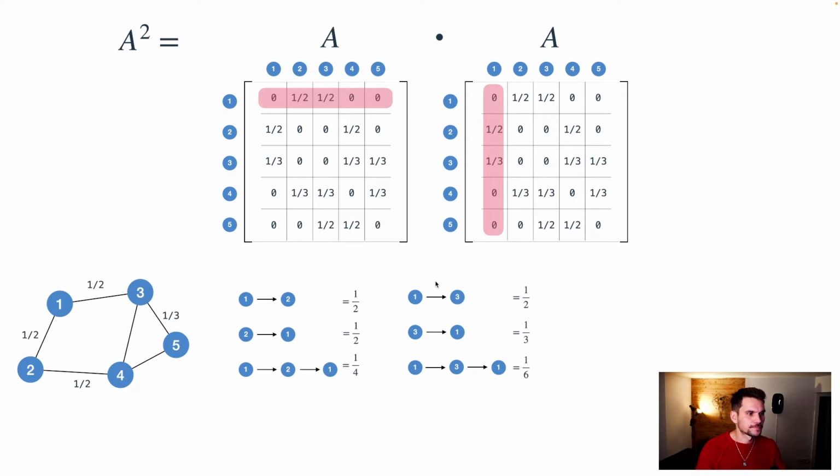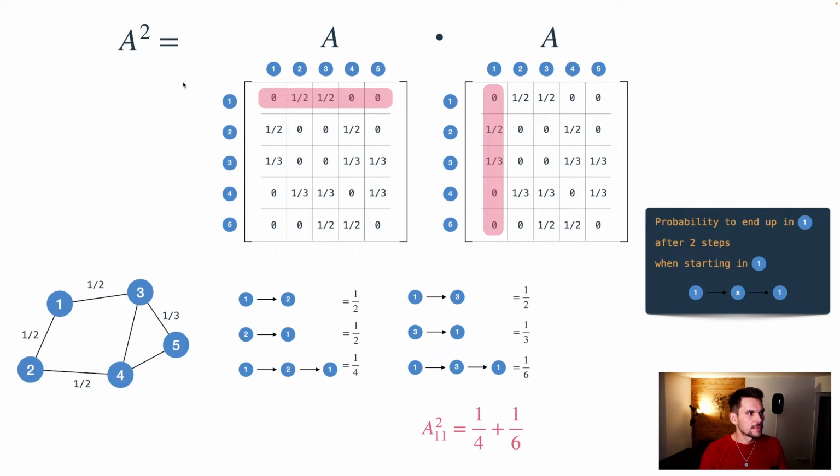Similarly, going from node 1 to node 3 is 1/2, and we multiply it with the probability for going from node 3 to node 1, which is 1/3, and we end up with 1/6. So our first entry, the top left entry in our matrix A squared, A squared 1,1, is 1/4 plus 1/6. And that's happening for all of the nodes. So the semantics of our A squared matrix is: if we started in any of the nodes, what's the probability to end up in the other node after 2 steps?